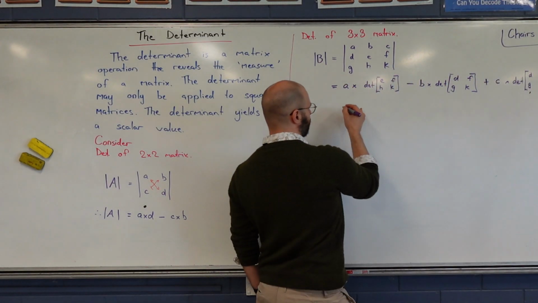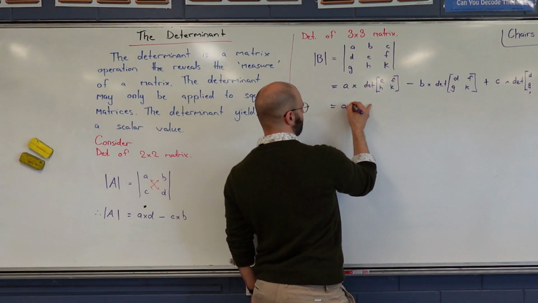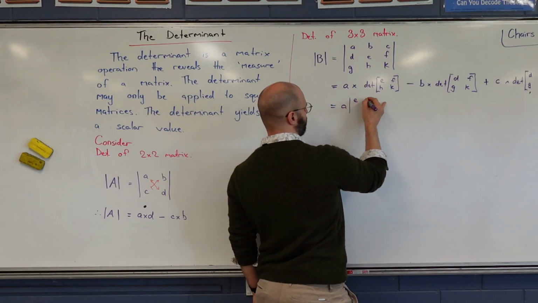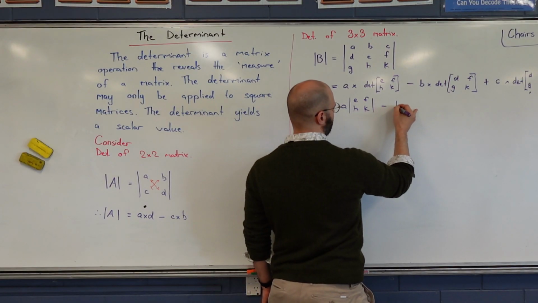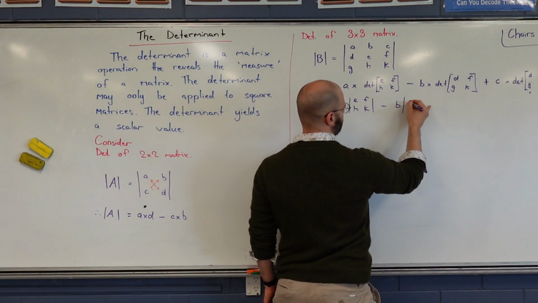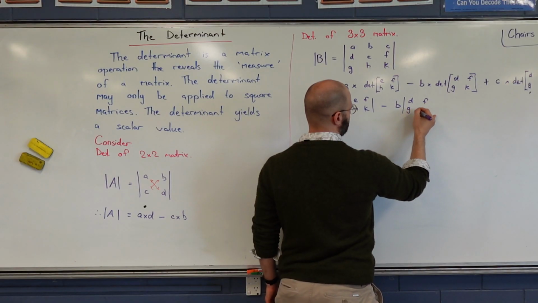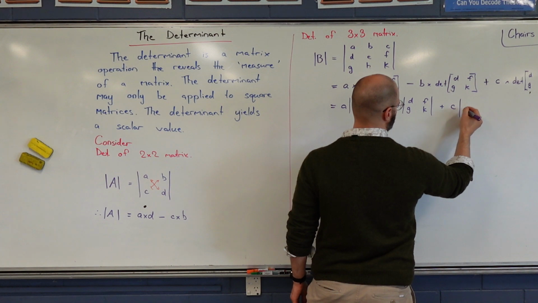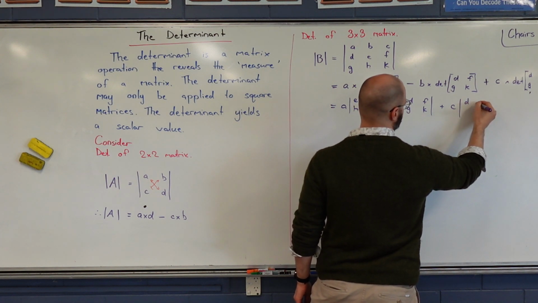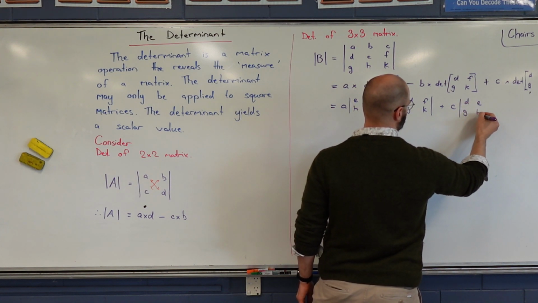Going to the next row, it's A multiplied by the determinant of E, F, H, K, minus B multiplied by the determinant of D, F, G, K, plus C by the determinant of D, E, G, H.